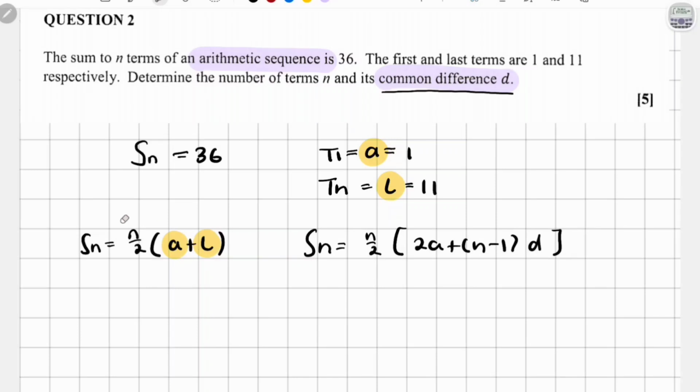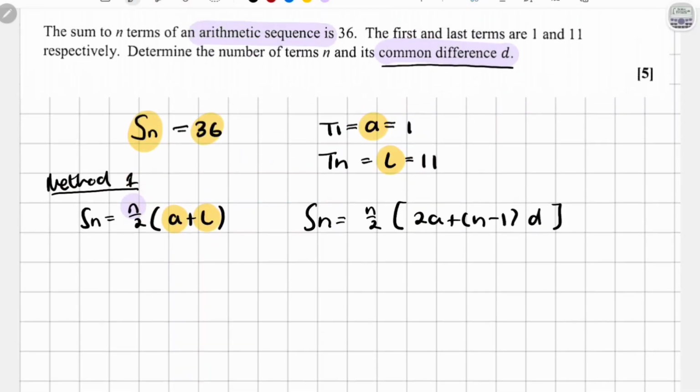If we do that, we already know that Sn is 36 as well. It will help us to solve for n. We'll be able to find what exactly the value of n is. Then we can take that and substitute it into here. So again, we'll substitute what Sn is, what A is, and when we substitute what n is, we'll be able to find out what d is. So you see, in this case, both formulas would probably be useful.